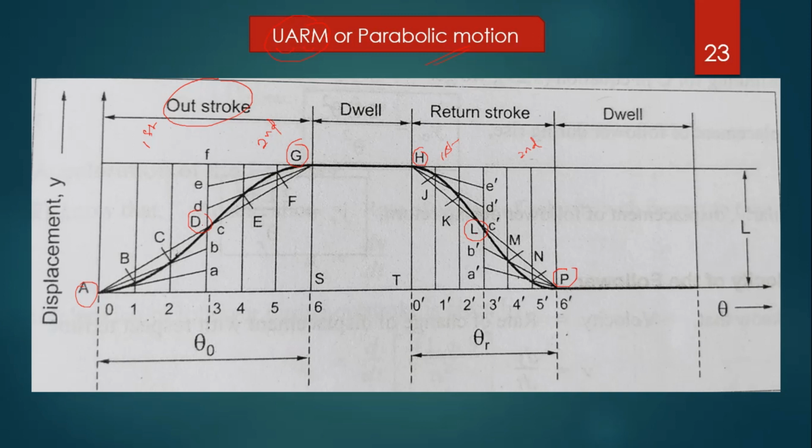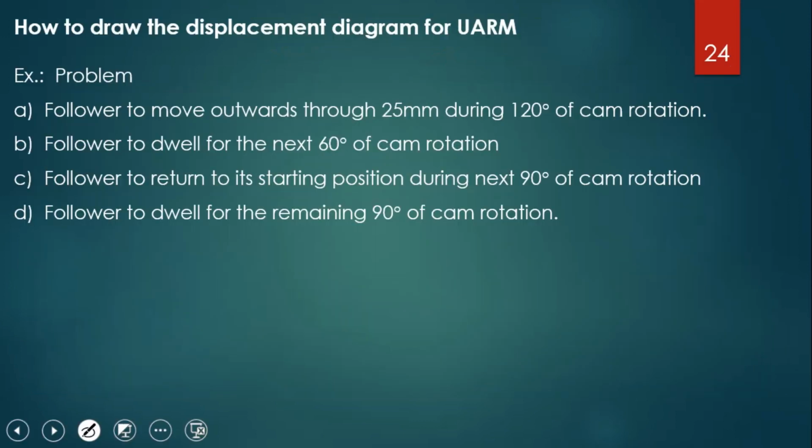This uniform acceleration and retardation is recommended for the follower when the cam rotates at low and moderate speed, as with SHM, clear? And now let us solve a problem. How to construct the displacement diagram for uniform acceleration and retardation, following the sequence we already discussed. The follower moves outward, which means theta O, outstroke, through 25 mm displacement during 120 degrees of cam rotation.